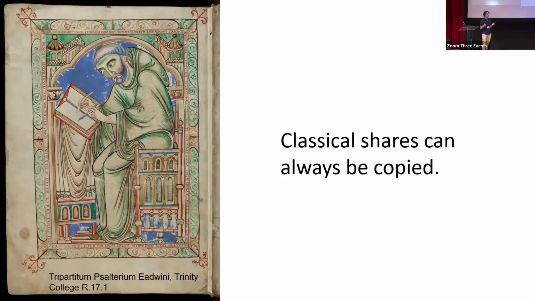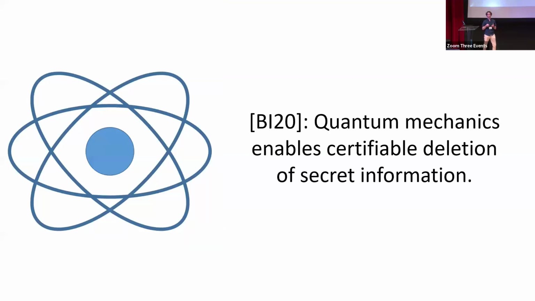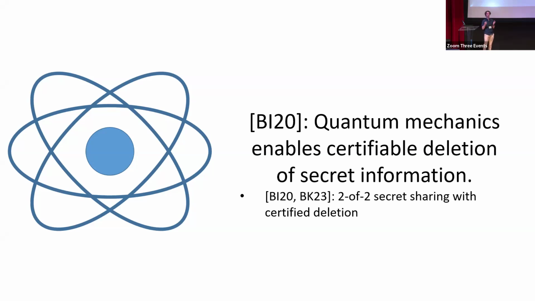In the classical setting, there's not really much that we can do about this because classical shares can always be copied. So the adversarial storage provider can maybe store a copy of your data, and then when you cancel your subscription, they sell it. But interestingly, in the quantum setting, Broadbent and Islam showed that quantum mechanics enable certifiable deletion of secret information. And in fact, some prior works have studied a more limited form of secret sharing with certified deletion, where there are 2 shares and you need both to reconstruct.